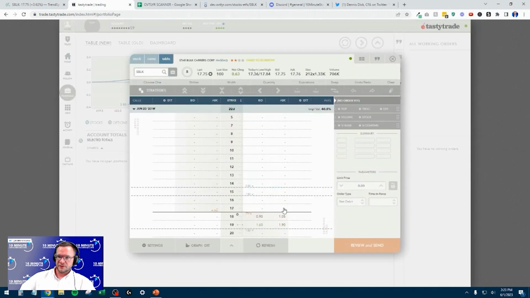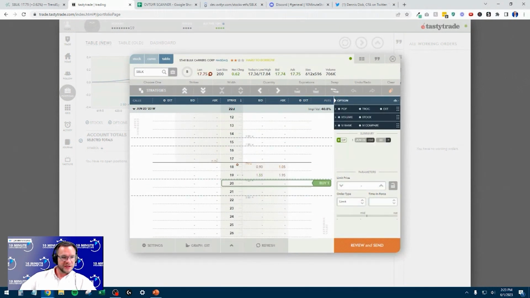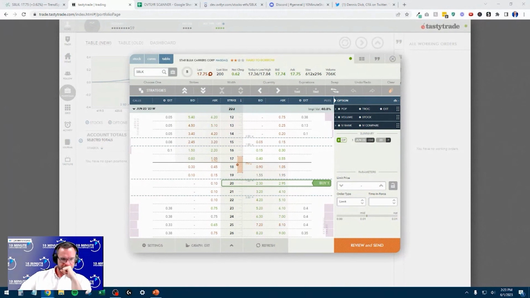There we go. Okay, I'm going to let that simmer for a minute, I suppose. Selling to close the June 16th, 20 puts. There it goes. See where I can get filled. I'm going to start at 255 and see how I can do.